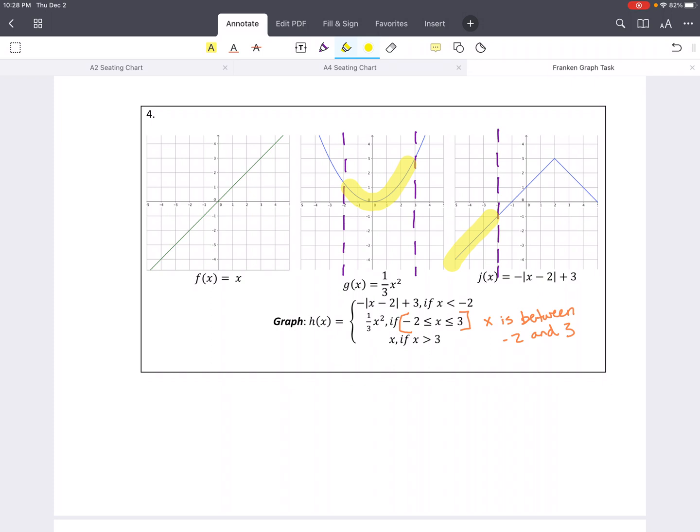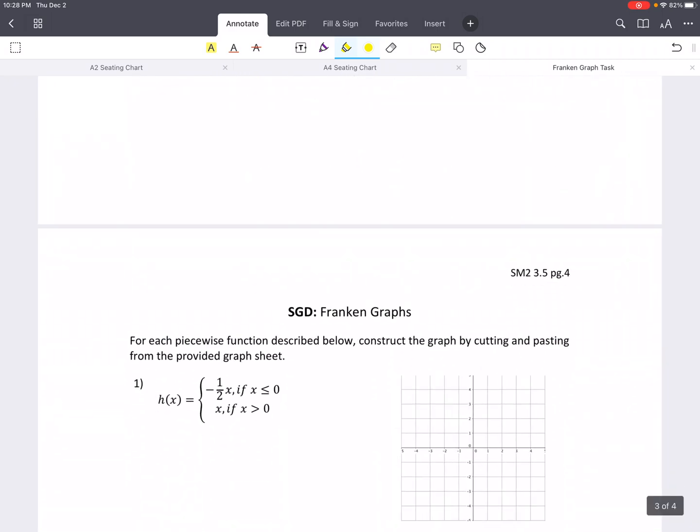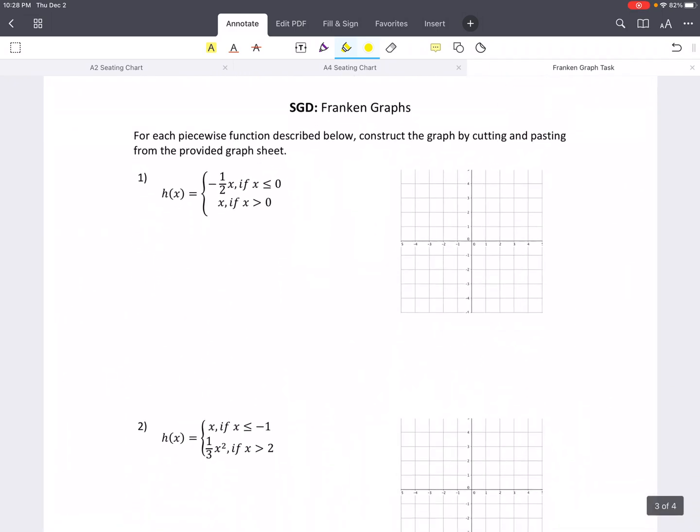And my last equation is just x if x is greater than 3. So here's x is 3, and I want everything greater than that, which is going to be everything on the right side. Okay, so that's just highlighting pieces. You might be wondering, well, what's the point of that?